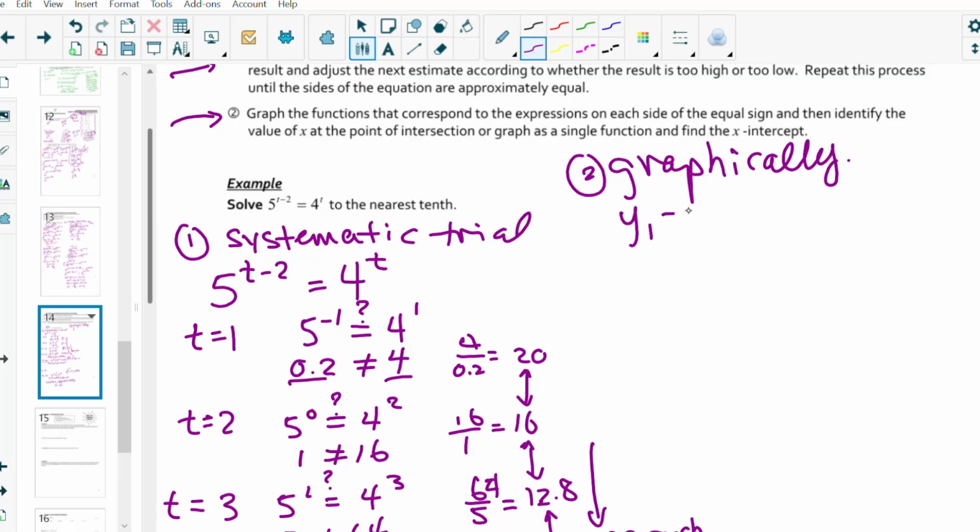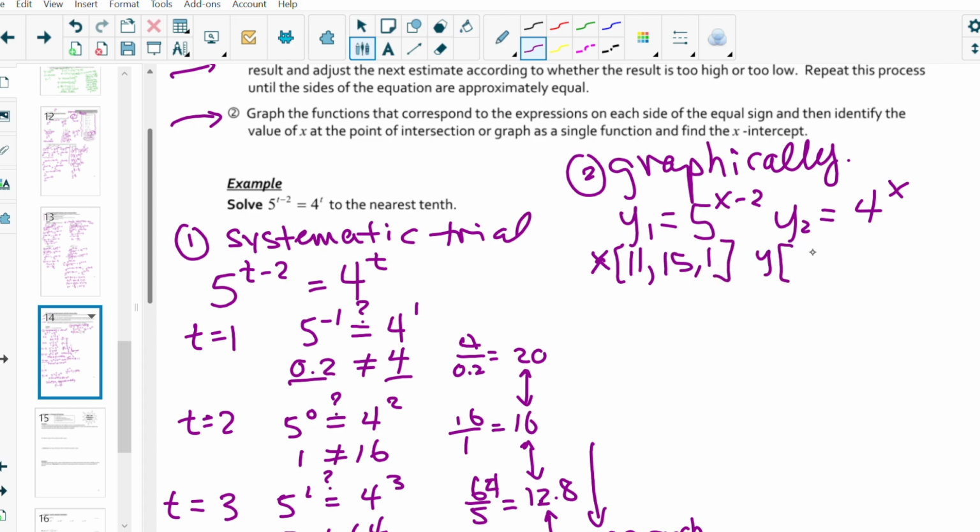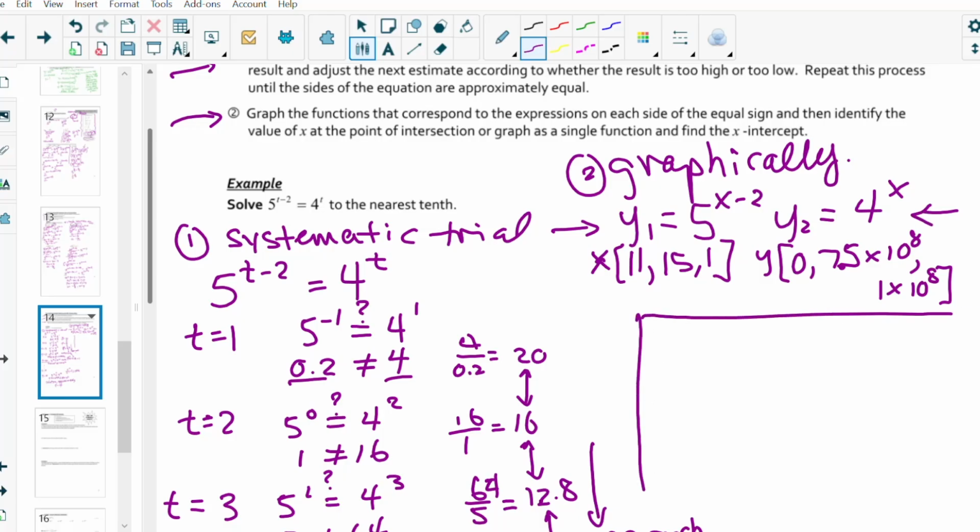Graphically. So if I graph y1 equals 5 to the x minus 2 and y2 equals 4 to the x, and then my window is 11, 15, 1, and 0, 7.5 times 10 to the 8th, and 1 times 10 to the 8th for my y values. The y values have to be super huge because remember, we're looking for the intersection points of these two graphs. So what do I get?